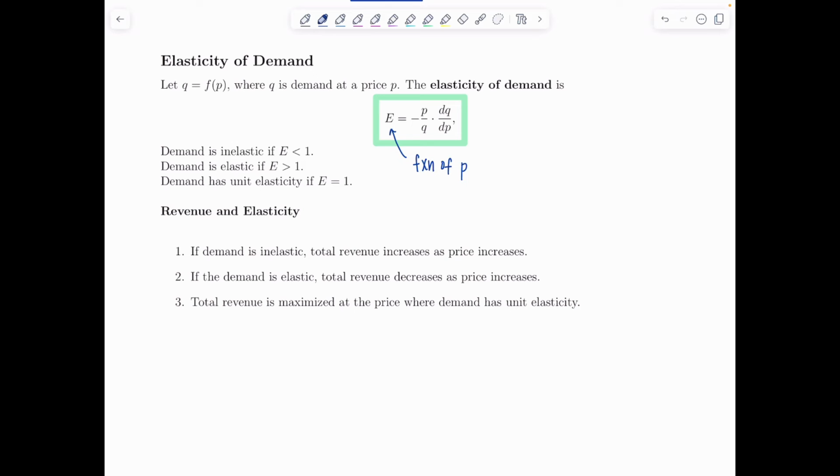We say that demand is inelastic if E is less than 1. Demand is elastic if E is greater than 1. And then demand has unit elasticity if E equals 1. So what exactly does this mean? Well, if demand is inelastic, that means the total revenue increases as price increases.